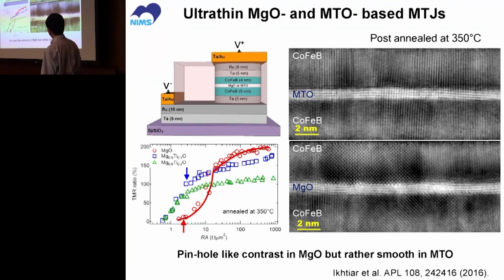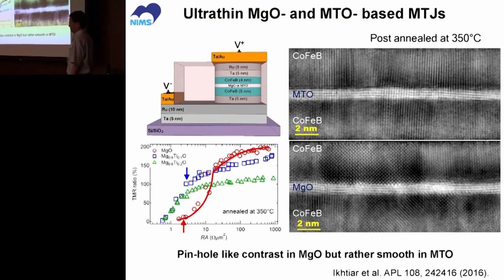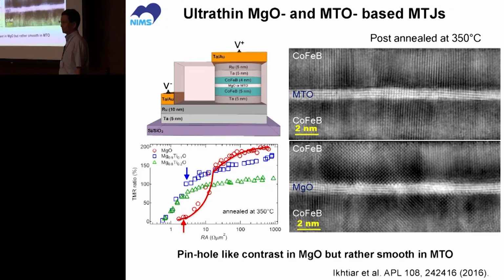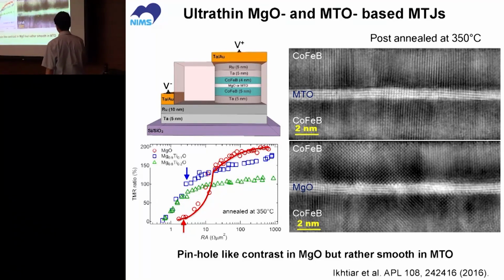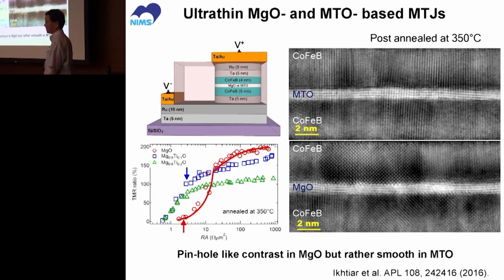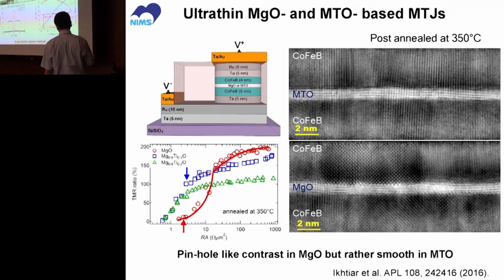So at low RA range, we can get better results using MTO. The reason is, in the case of MgO, because of poor wettability, we get a lot of defects. We still do not specify what kind of defect, but pinhole-like defects. But in the case of MTO, there is a very smooth interface without any defects. So by doing this, we can get high MR in the low RA range.